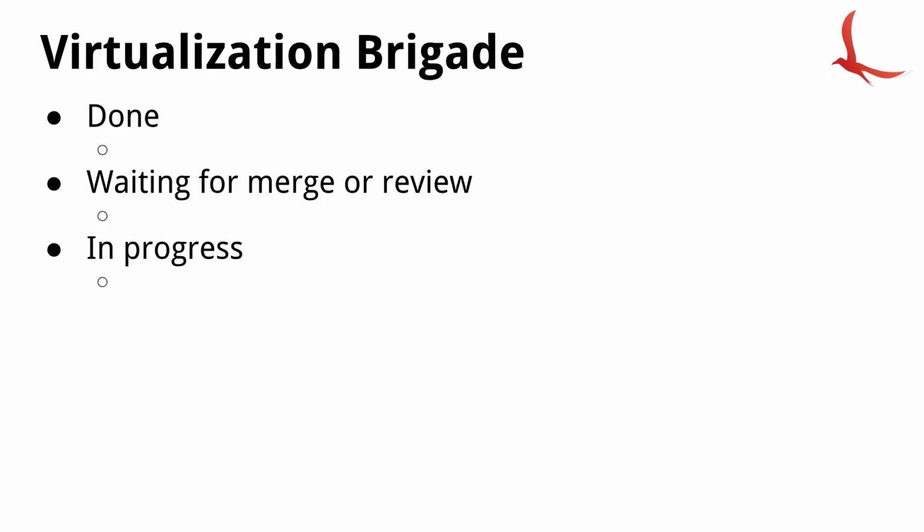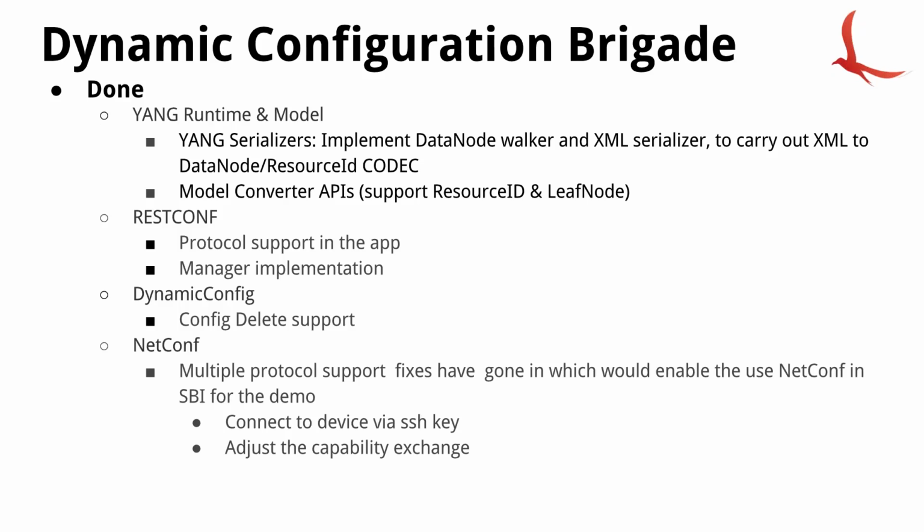Virtualization, both Ollie and Houston are unavailable, so we'll skip that. Dynamic configuration brigade. For Yang runtime, model serializers are implemented, which help with walking the data node and converting it into XML. Encoding and decoding is completed. The APIs for model conversion are ready. On the response side, the protocol support for the app is done. Manager implementation is completed. Dynamic config delete is now supported.